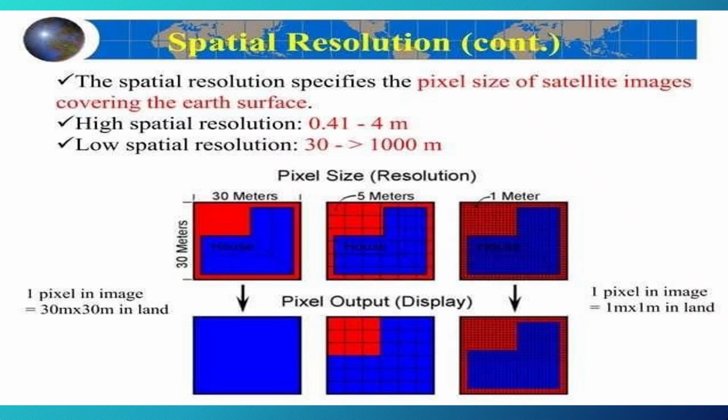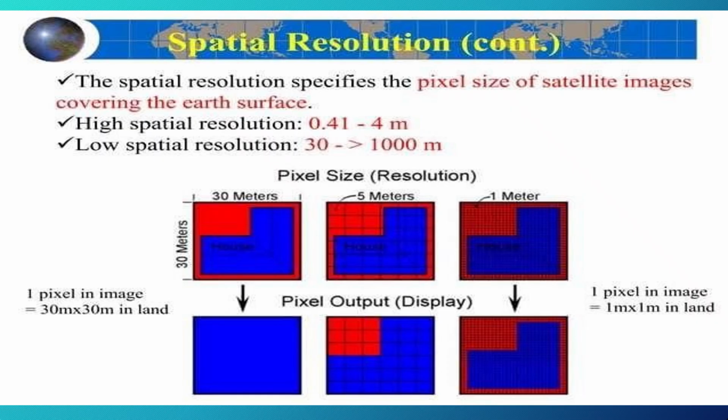High spatial resolution, such as 0.41 to 4 meters, means each pixel covers a small area on the ground, so the image appears clearer and more detailed. Low spatial resolution, such as 30 to 1,000 meters, means each pixel covers a larger area, resulting in less detail.